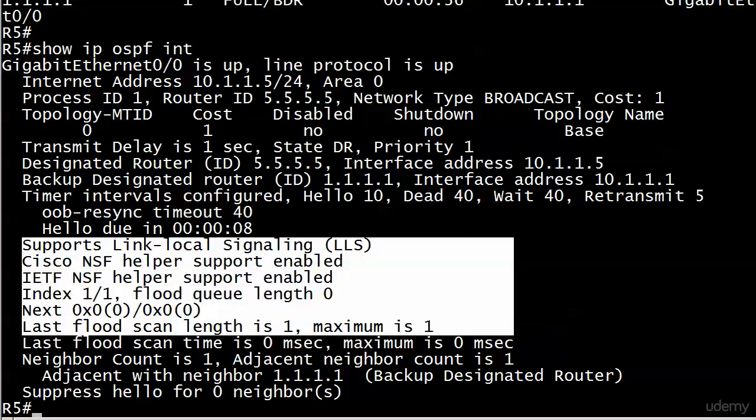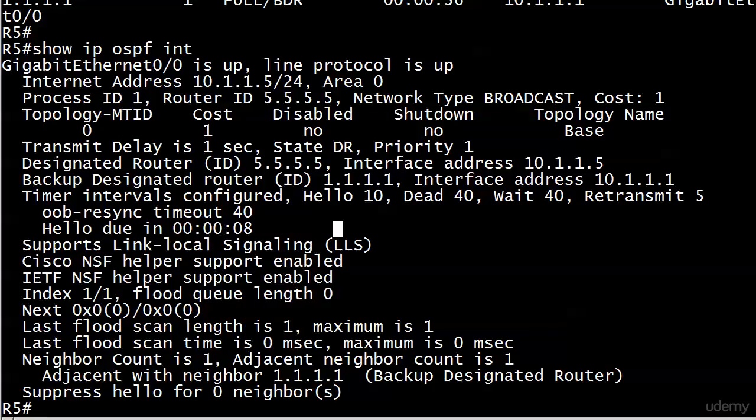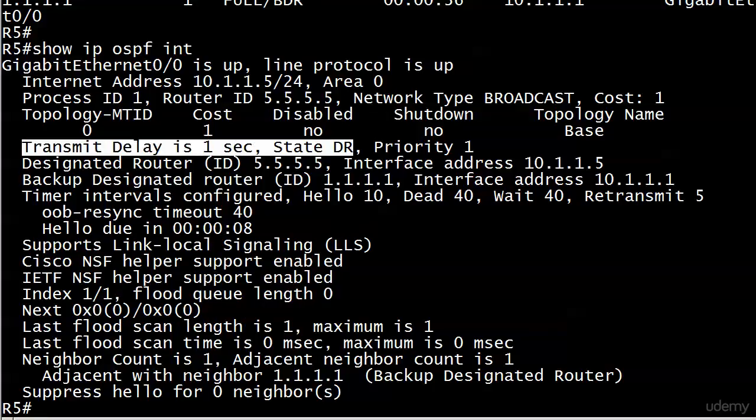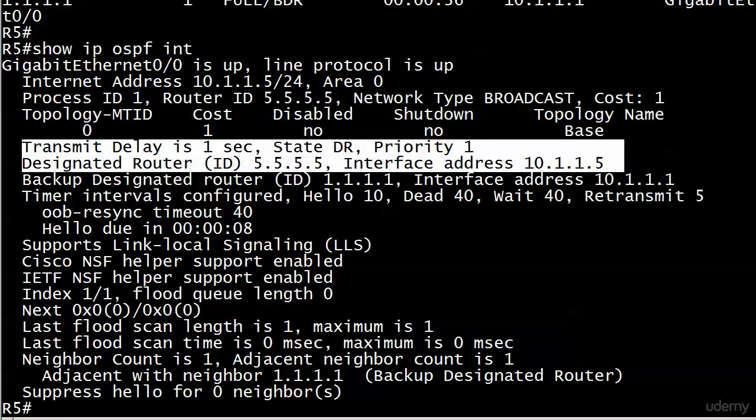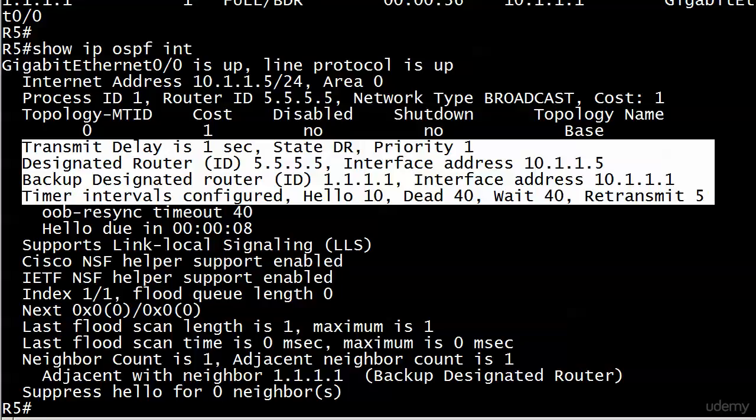I hate to ever say, hey, this doesn't matter, but it's information you probably won't use all that often. But you can also see, here's the state of the interface. It's the DR. Here's the priority of the interface. Here's the DR and the BDR for that same segment. So of course it's telling us 5.5.5.5 because we're on router 5, and this is indeed the DR for this segment. Also shows you what your timers are.